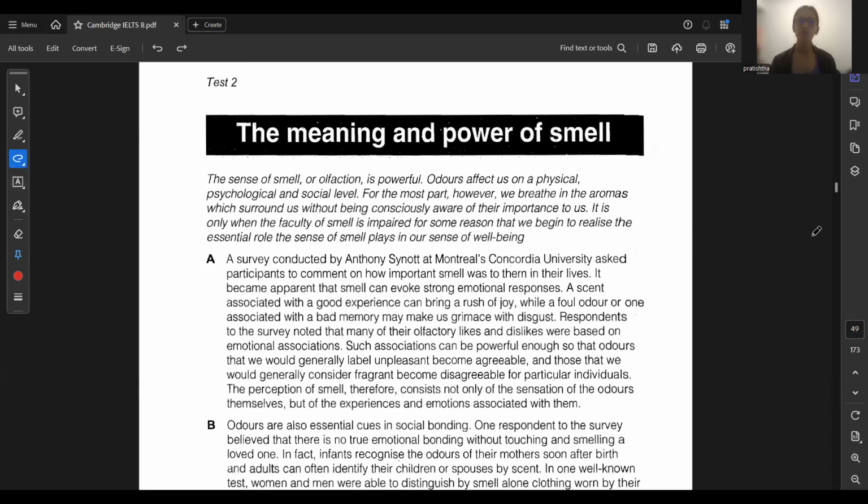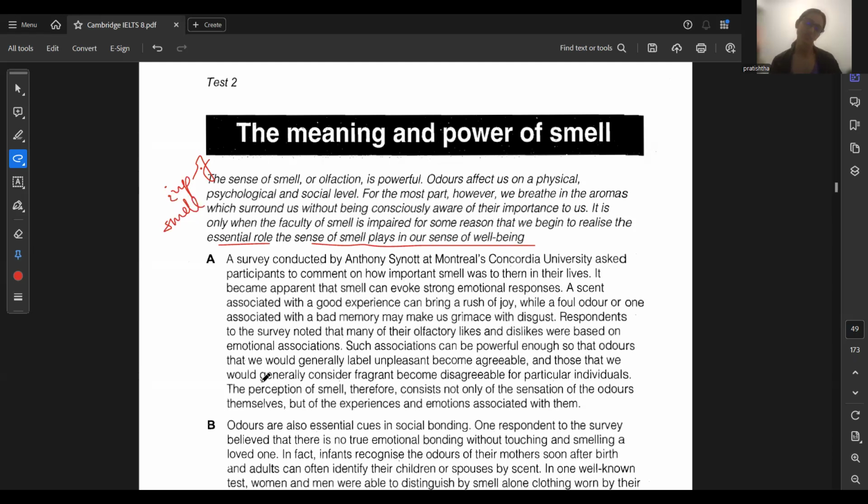So the sense of smell or olfaction is powerful. Odors affect us on physical, psychological, and social level. For the most part, however, we breathe in the aromas which surround us without being consciously aware of the importance to us. It is only when the faculty of smell is impaired for some reason that we begin to realize the essential role the sense of smell plays in our sense of well-being. So again, it highlights importance of smell, right?